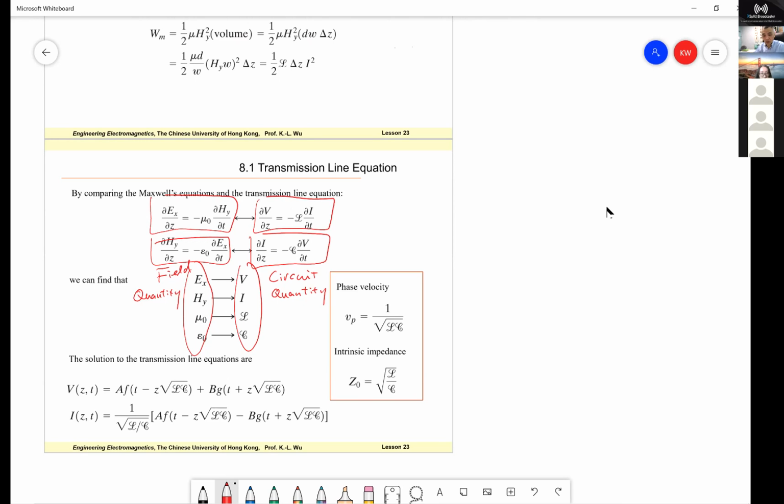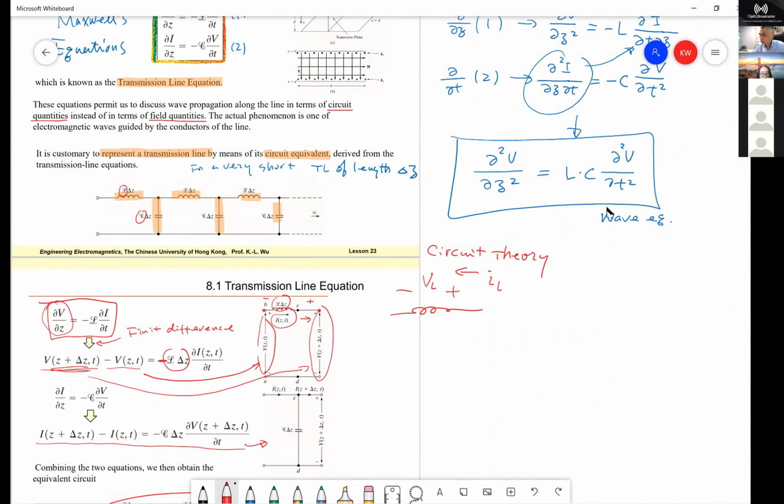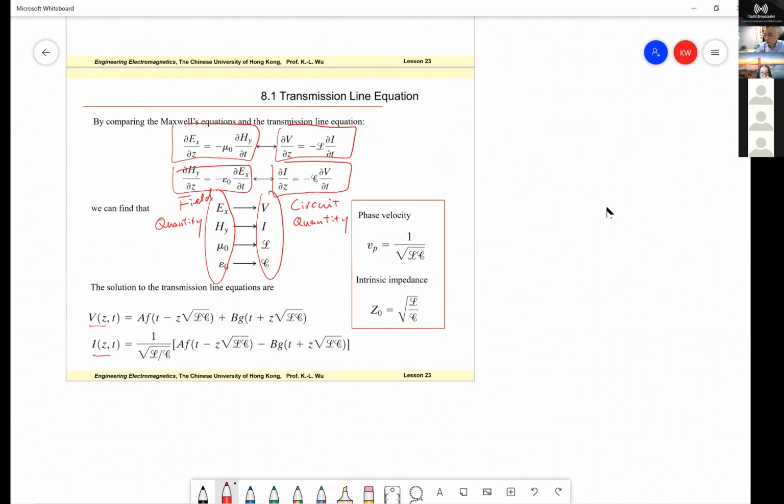Then we already justified that both voltage and current satisfy the wave equation. And we also know the wave equation. This term, L times C, is equal to the velocity squared. Therefore, we know the wave velocity is this, the wave velocity.